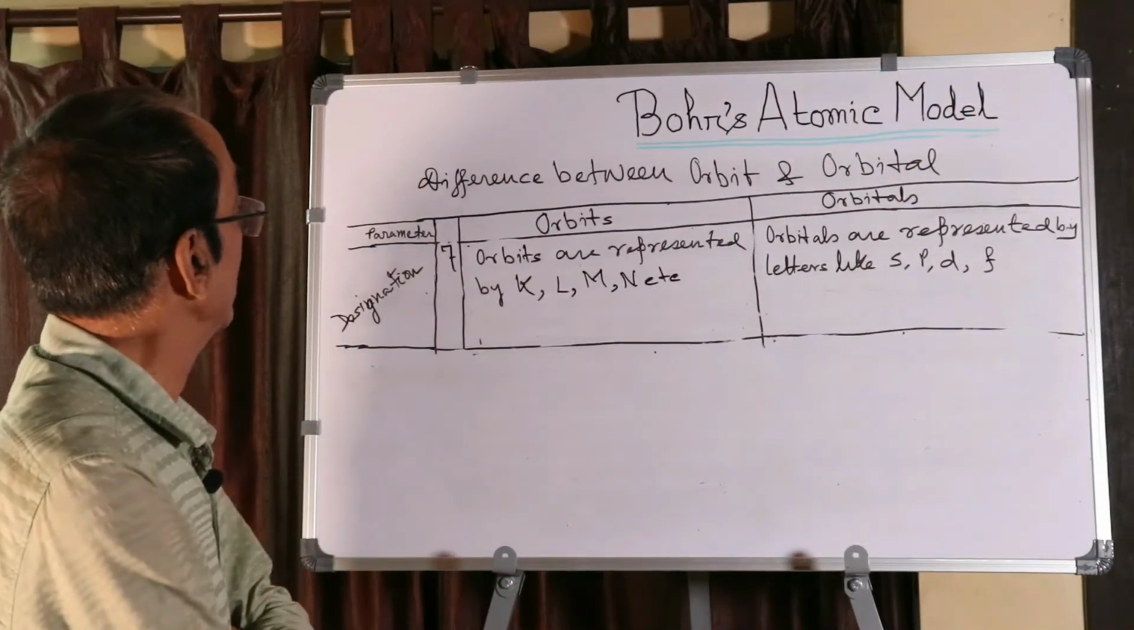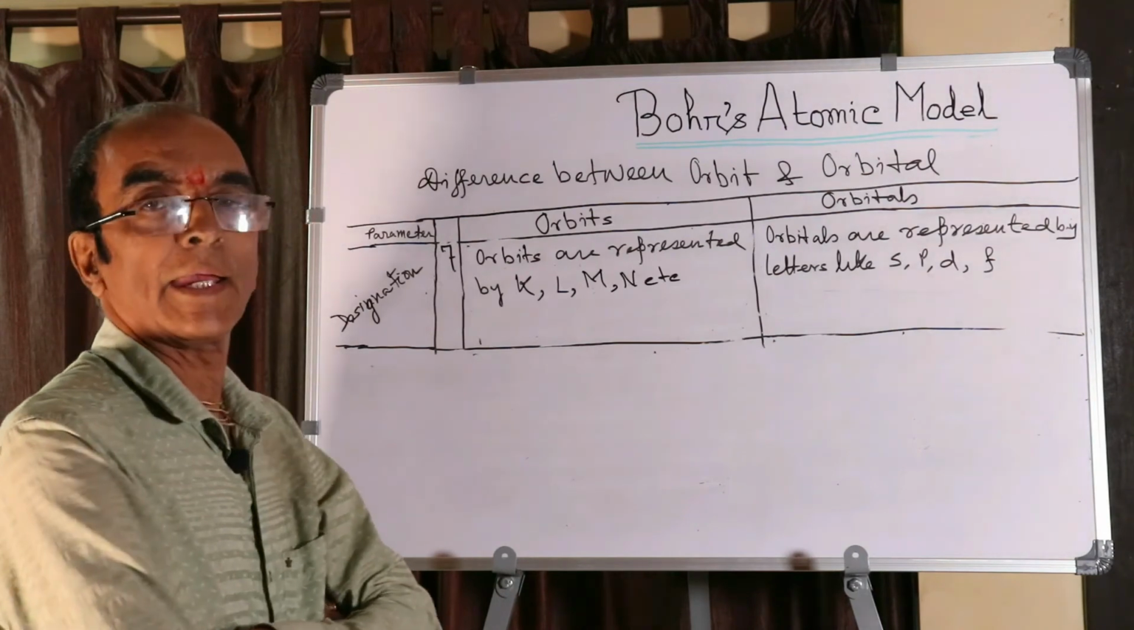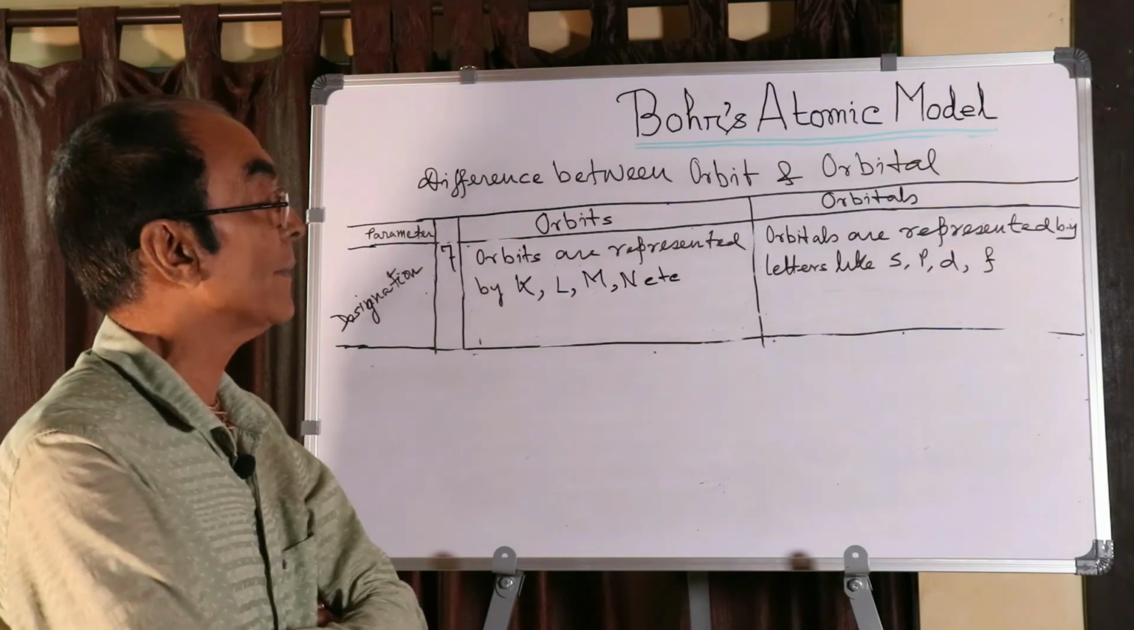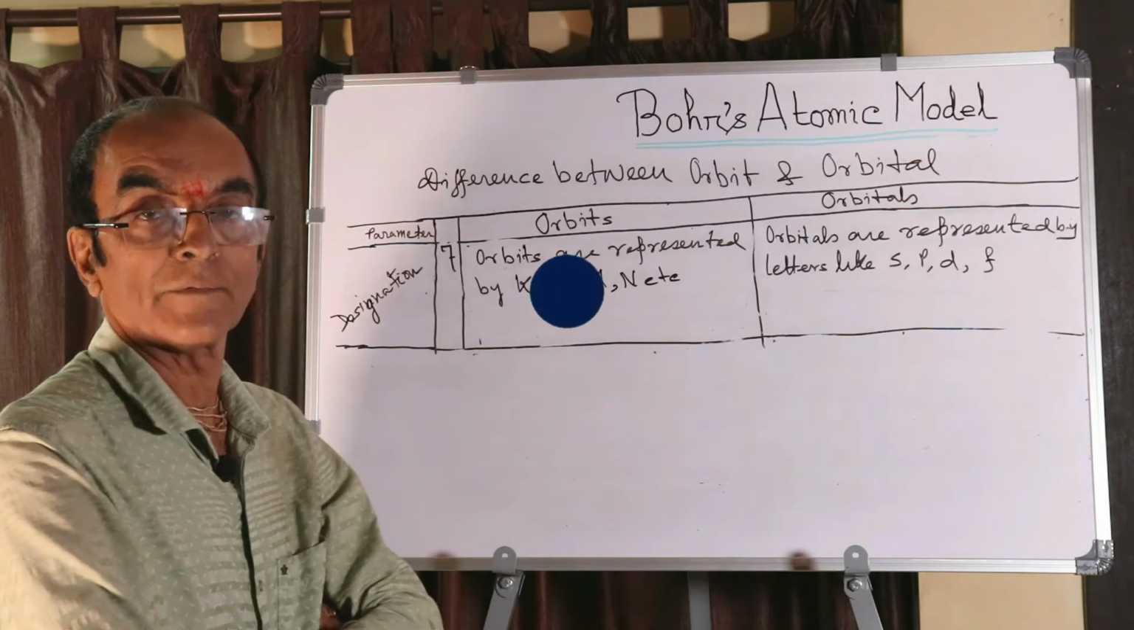Seventh point, that is designation. Orbits are represented by K, L, M, N, etc., whereas orbitals are represented by letters like S, P, D, F.